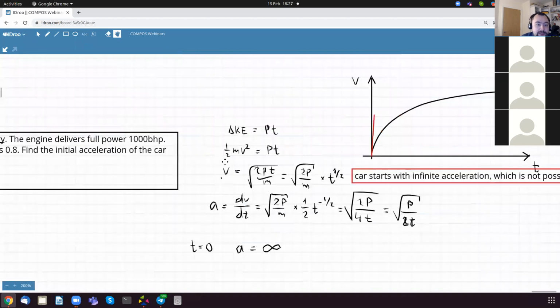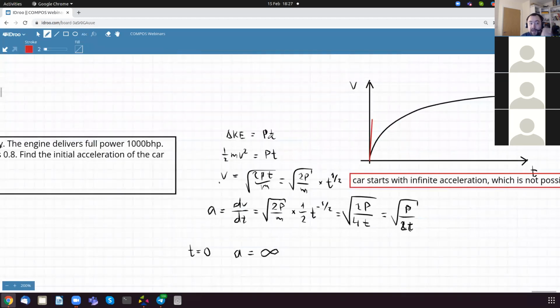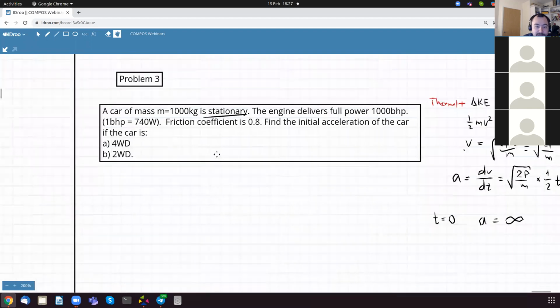The problem here is that we assumed that all the power is delivered to increasing the kinetic energy of the car. But actually, no. Some of this energy will go into thermal. Why is that? Well, if you try to deliver 1,000 brake horsepower to the wheels of a car, the wheels will start spinning. You've probably seen drag races. The wheels start spinning, and that's where the extra energy is going. So some of the energy is going into accelerating the car, but some is going into thermal energy because you are spinning the wheels. Does that make sense?